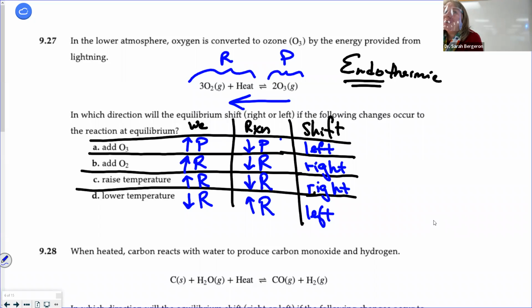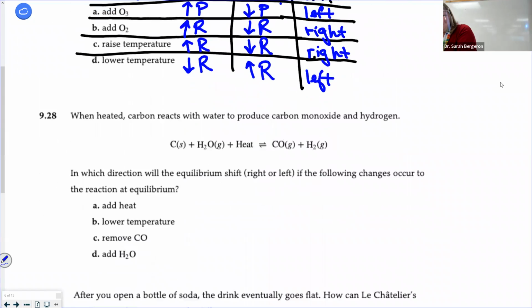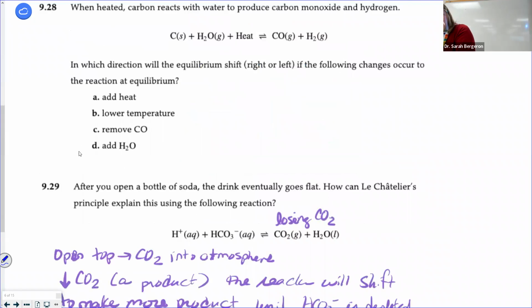Y'all doing good on that? Good, very good. Okay, so last one, let's do it the same way. So make yourself a little table and y'all try it out. And then we'll just check.